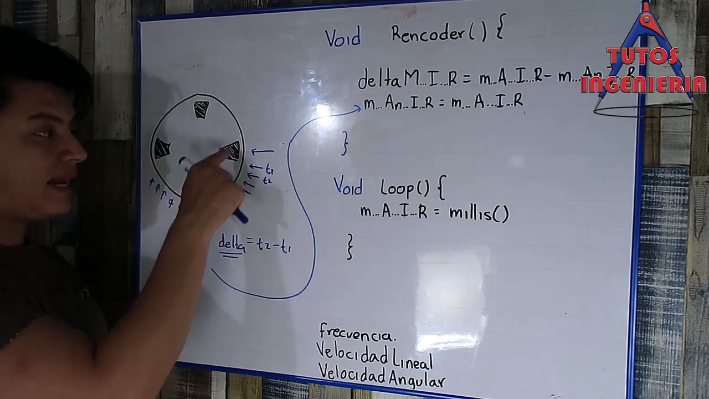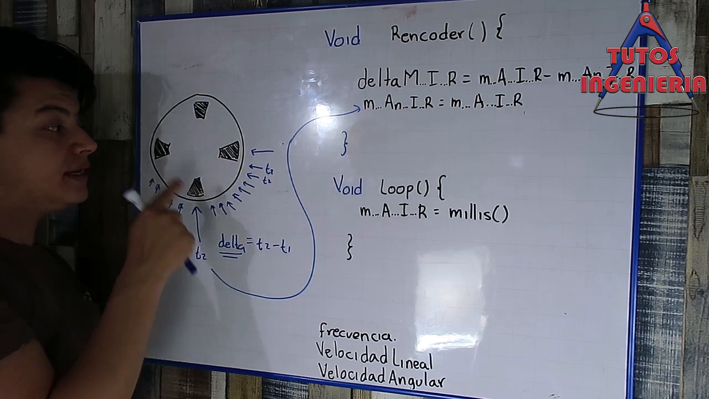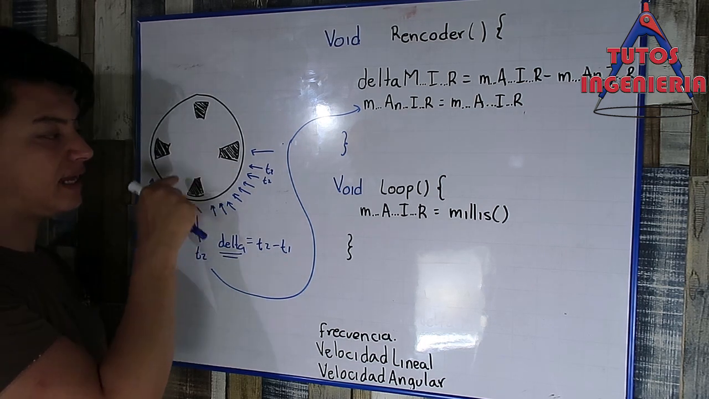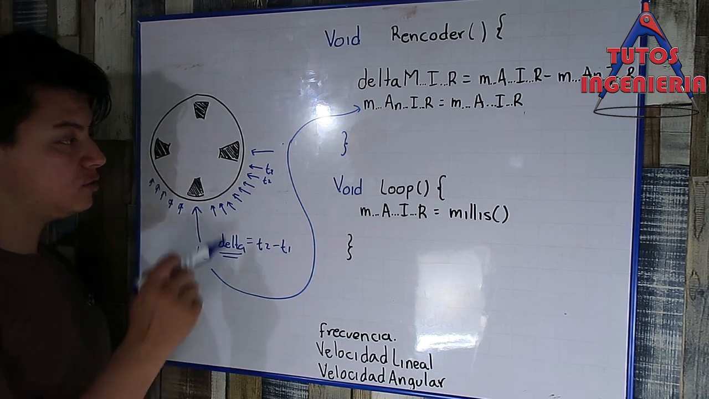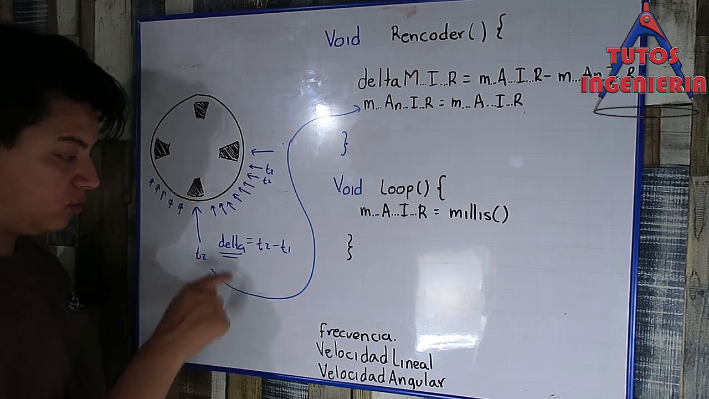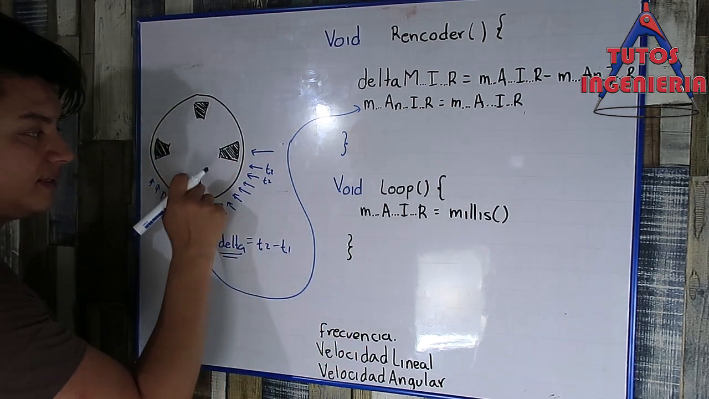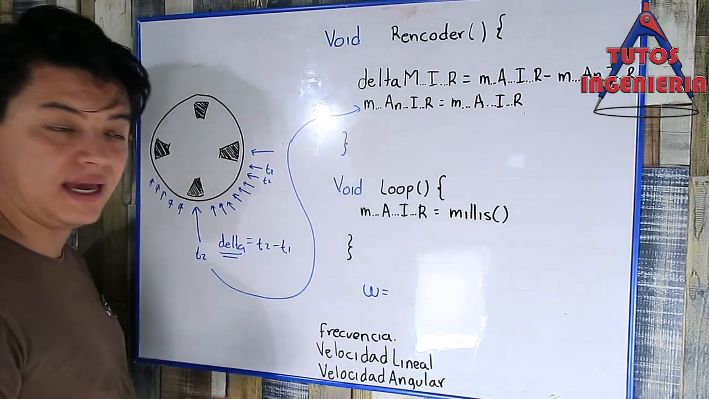Okay, summarizing. At this time, we have the delta, that is the time between ticks. With that time, we have to calculate what is the velocity of the wheel, what is the speed of the wheel. With that time, we could calculate some variables that are very important.